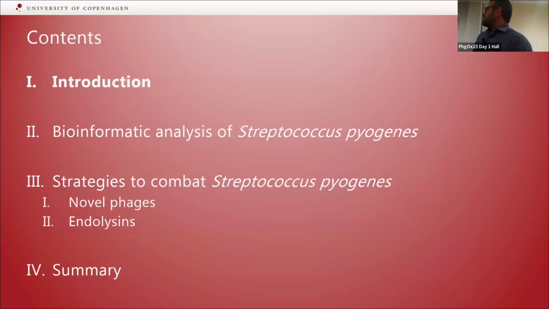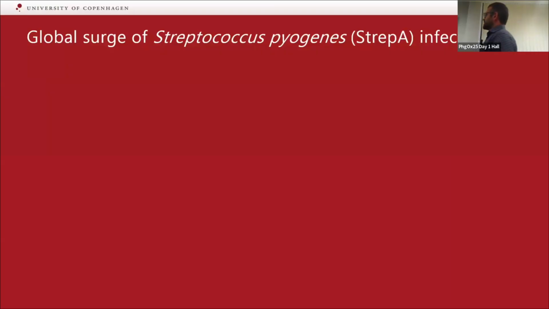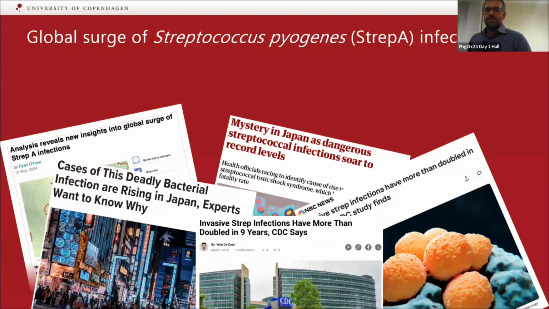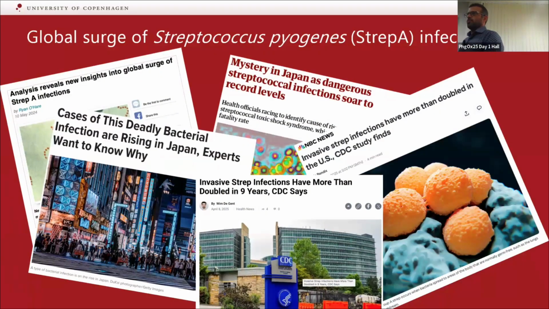So I'll start with a brief introduction on how the problem looks. Unfortunately, we have seen a surge globally in these clinical manifestations of Streptococcus pyogenes, or simply called Strep A infections. And we are talking about the invasive forms. We are not only talking about the sore throats and pharyngitis that most of us are familiar with, but we are also talking about some more severe cases.